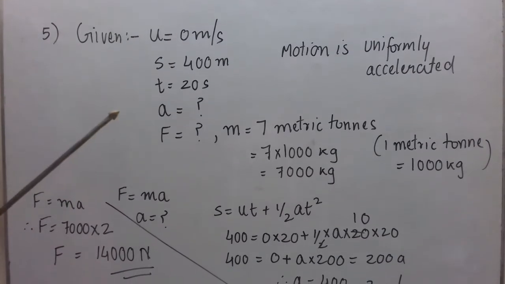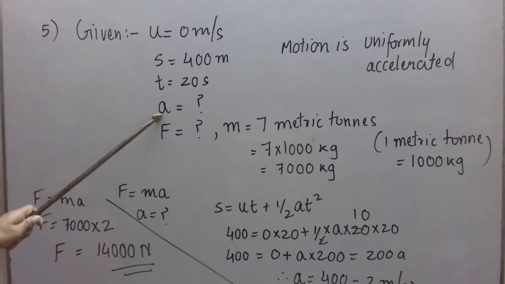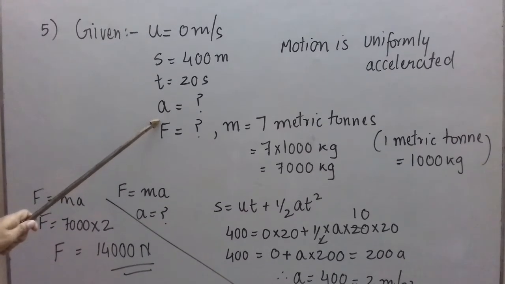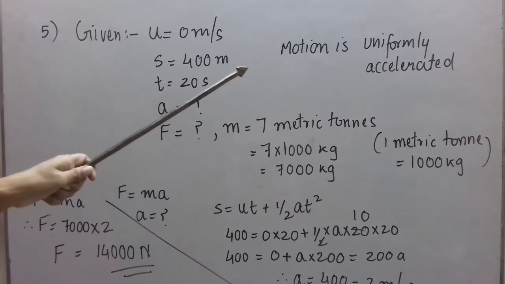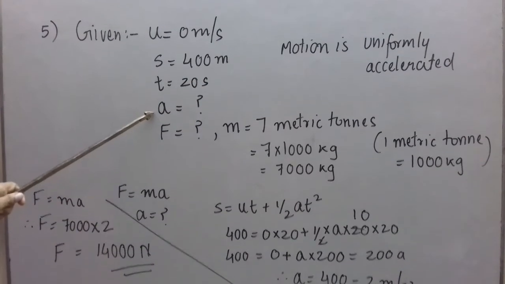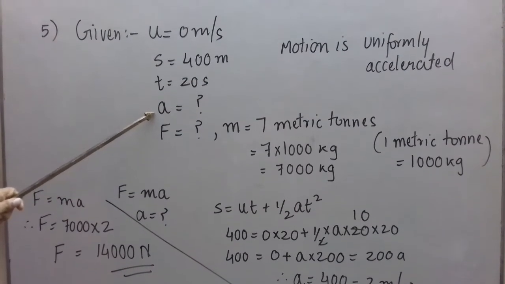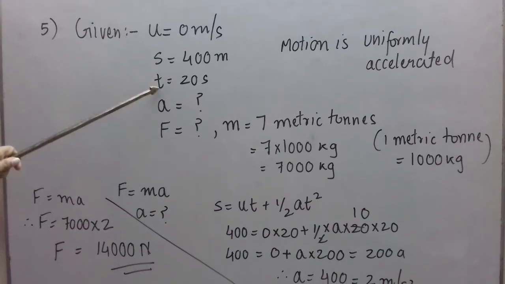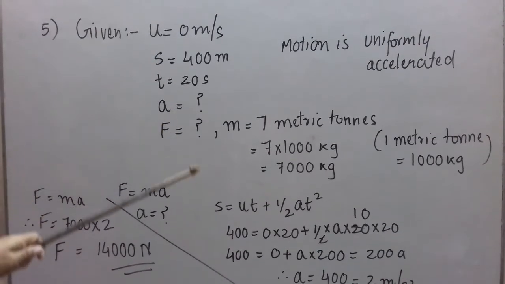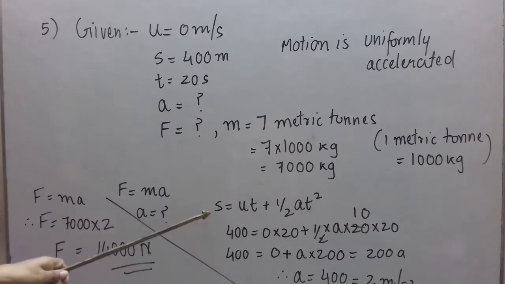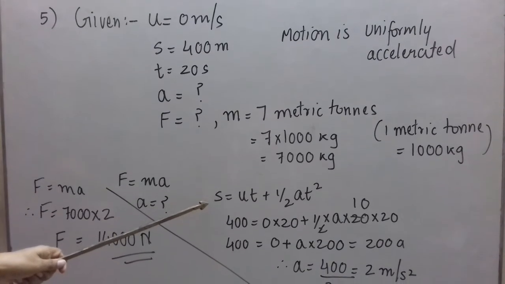Now, we have to find first acceleration. So, to find acceleration, we know that this is a uniformly accelerated motion. We can use any of the three equations of motion. U, S, T are there. So, we can use the second equation of motion, that is S is ut plus half at square.